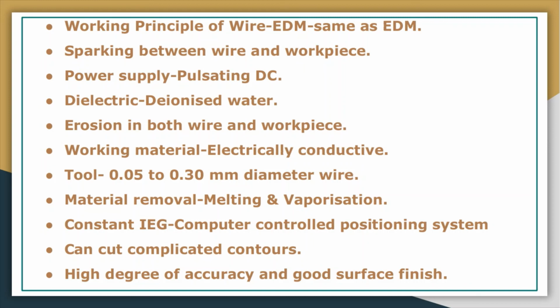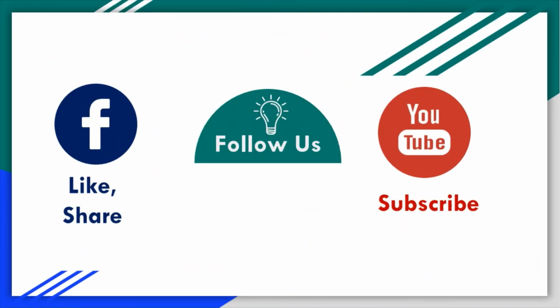And also you can cut complicated contours. Any complicated contour can be cut using this wire EDM process, using this position system. So you can get a higher degree of accuracy and good surface finish by using this wire EDM process. So this is about the working principle, or the first part of our today's session.